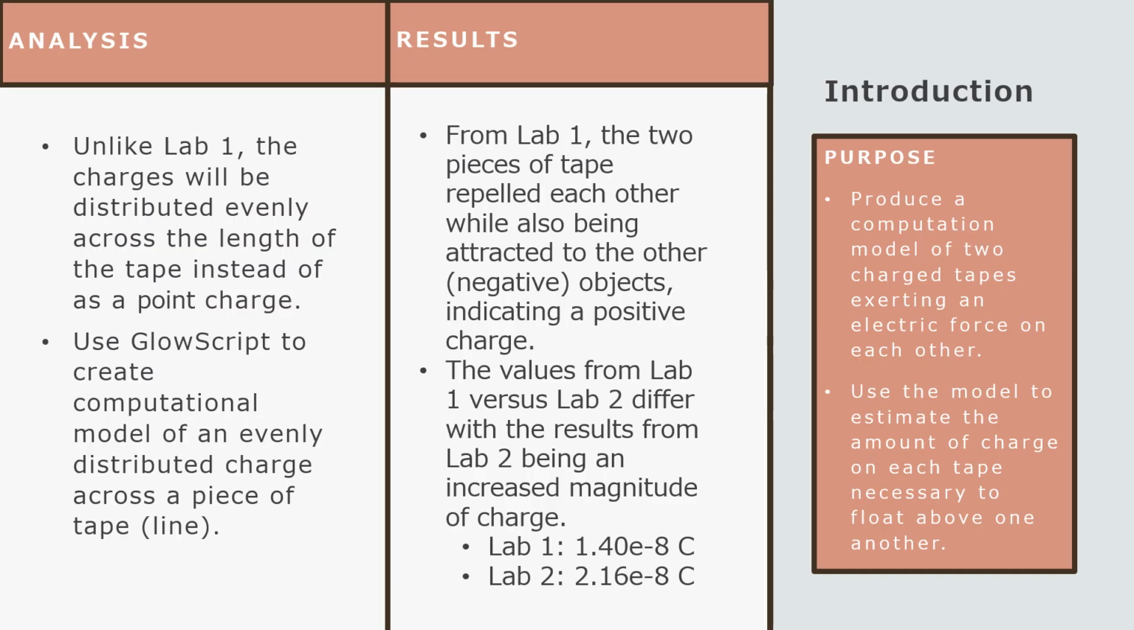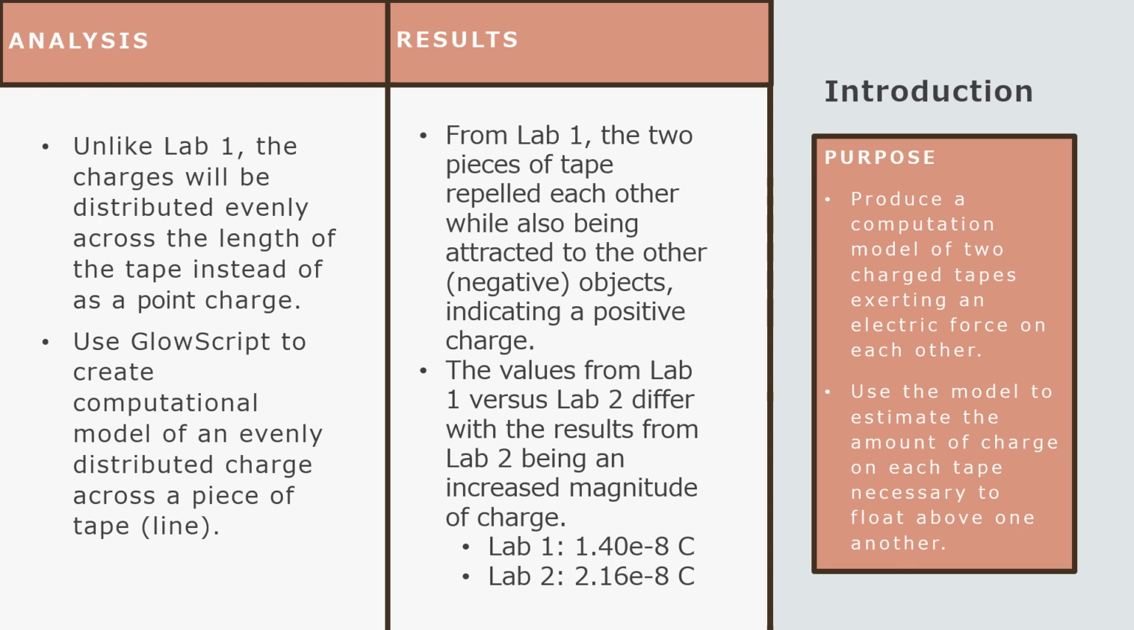First up, we have the introduction, where the purpose of this lab was to produce a computational model of two charged tapes exerting electric force on each other, and then use this model to estimate the amount of charge on each tape necessary to float above one another. Unlike Lab 1, the charges will be distributed evenly across the length of the tape instead of just a point charge, and then we will use this assumption for the GlowScript model to create the computational model of the evenly distributed charge.